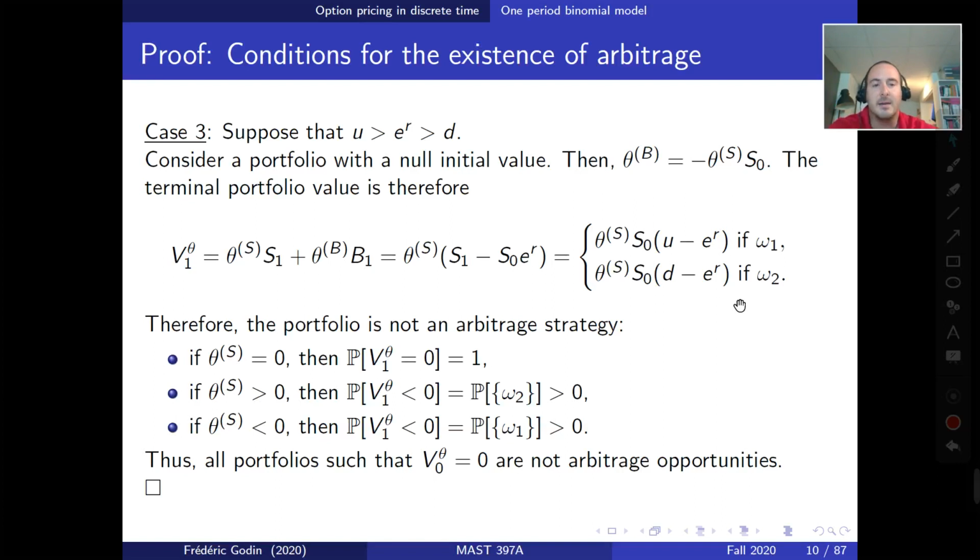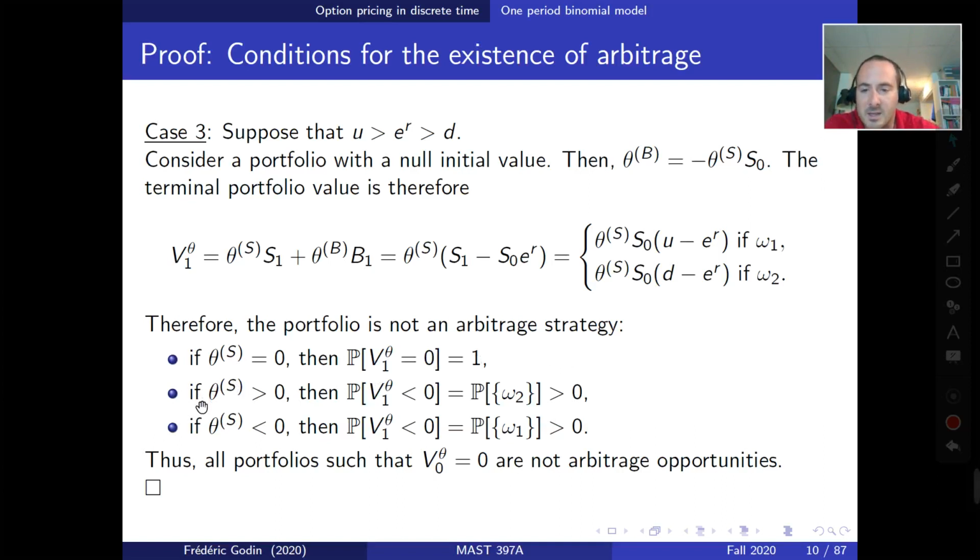Here there are two cases. Either theta S is equal to 0, so in that case you invest nothing in your portfolio and the portfolio value at time 1 is always equal to 0. So there's a 0 possibility for profits, so clearly this is not an arbitrage strategy.